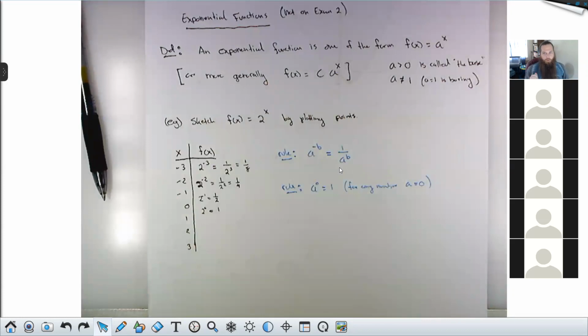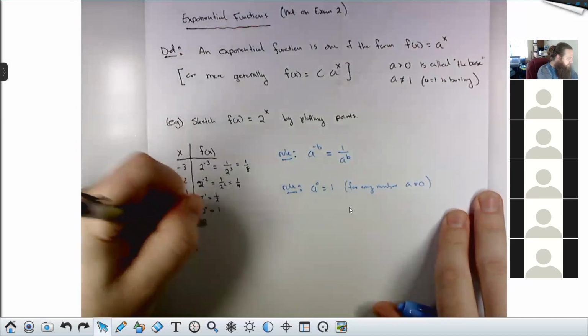Anything to the 0 is always supposed to be 1. But 0 raised to any power is always supposed to be 0. So what is 0 to the 0? It should be equal to 1 because it's something raised to the power 0. And this rule says anything raised to the power 0 is 1. But it should also be 0 because 0 raised to any power should be 0. 0 to the 0 is like 0 over 0. It doesn't have a fixed meaning. So it's called an indeterminate form. And you will study those in calculus.